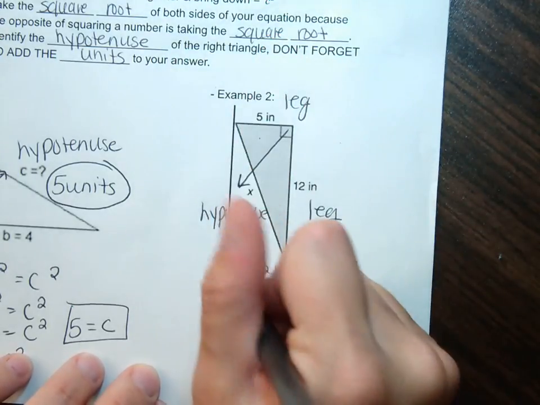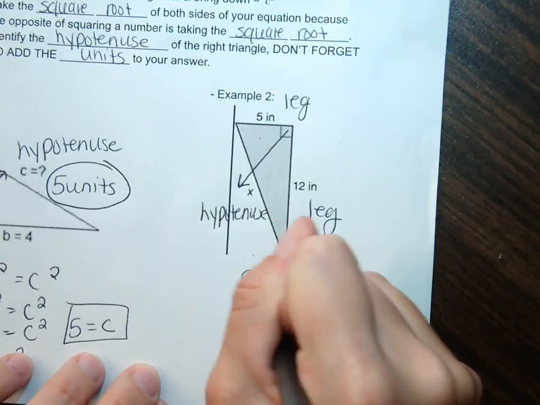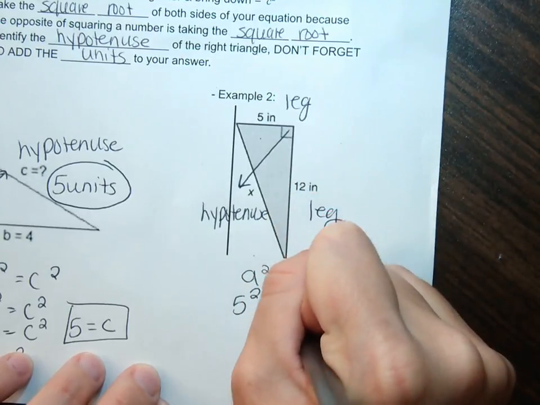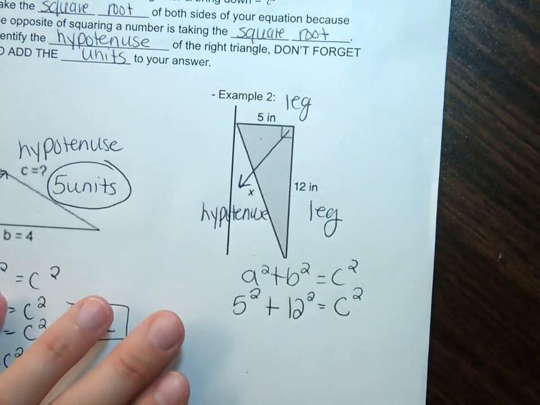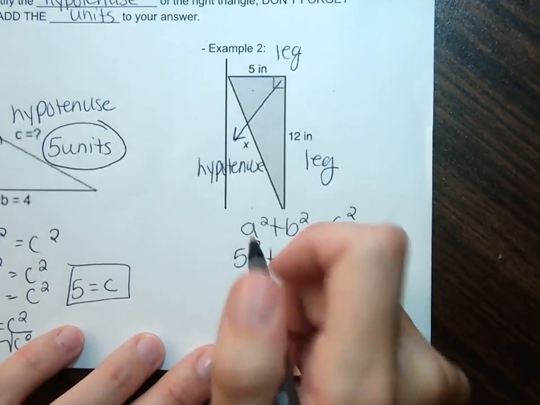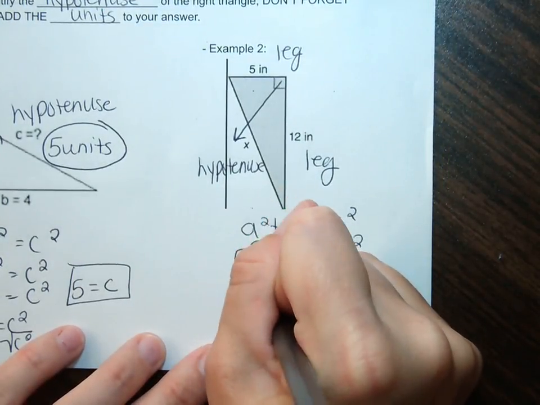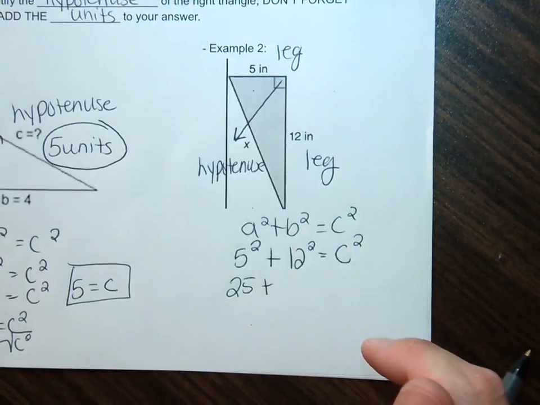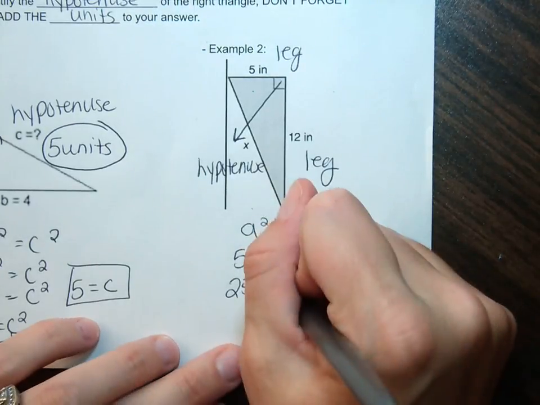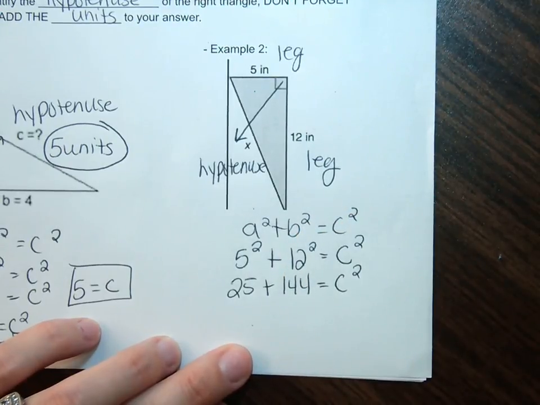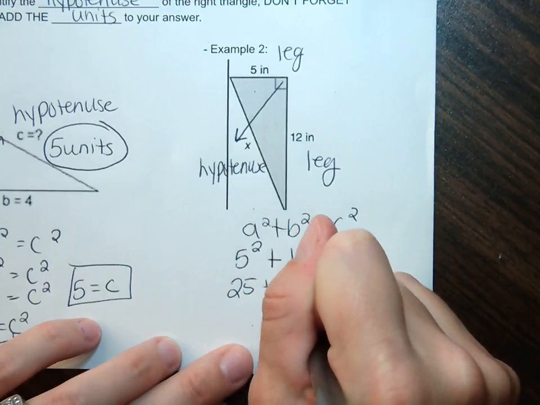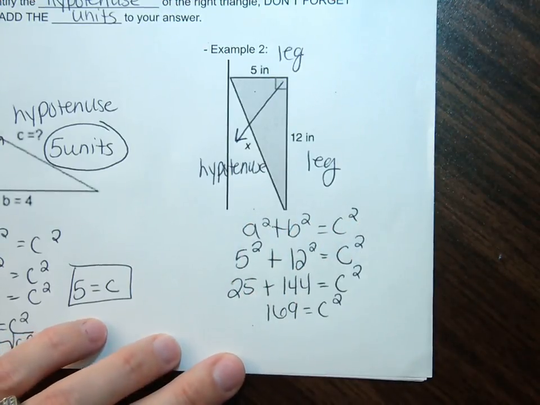It does not matter. We'll plug in 5 for A, 12 for B, and then we don't know C squared, so I'm going to keep it C squared. So 5 squared is 25. 12 squared, remember it's 12 times 12, not 12 times 2. 12 times 12 is 144, and I bring down my equals C squared. 144 plus 25 is 169, equals C squared.